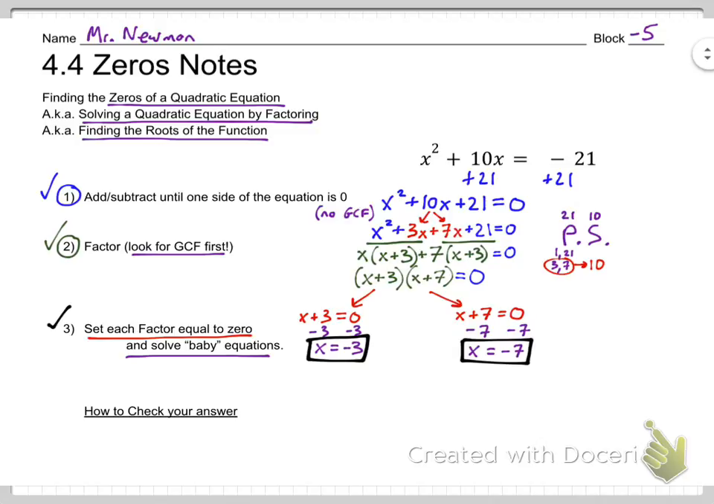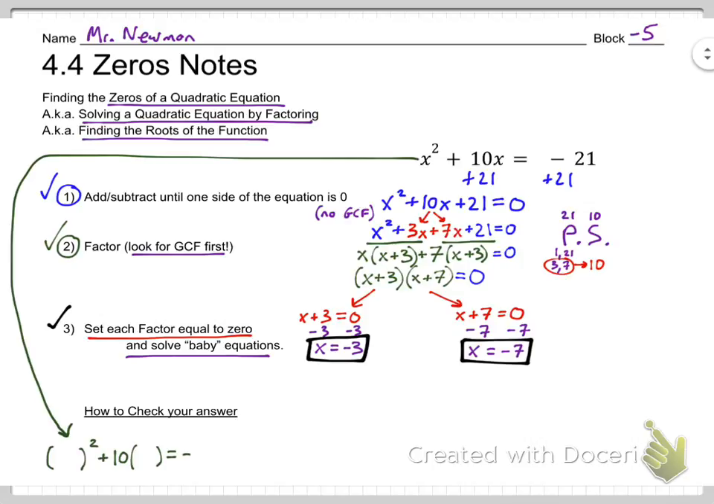Those are our zeros. Now, why do I call them solutions? Well, they're solutions because these are the two numbers that, if you plug them into the original equation, you get something that's true. You get out negative 21. That's one way to check your answers, to actually plug them in and make sure that you get the answer you started with.